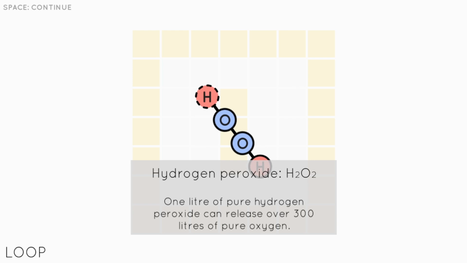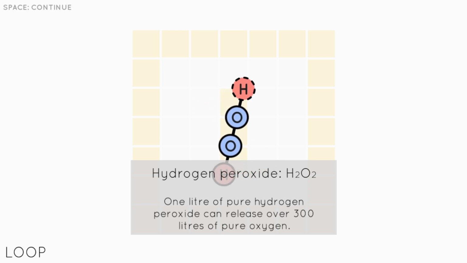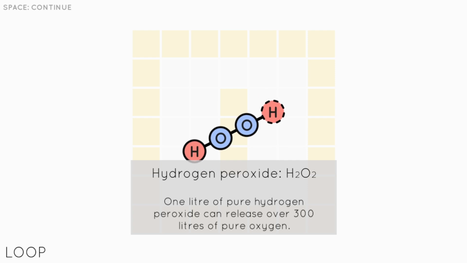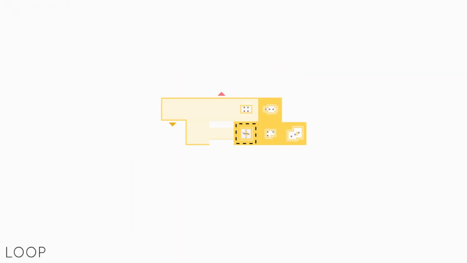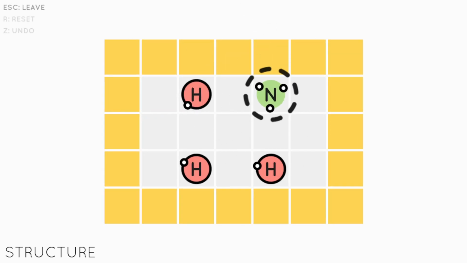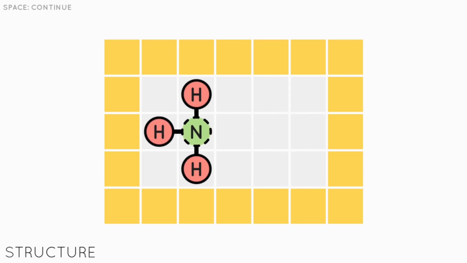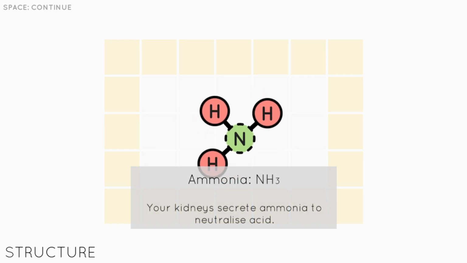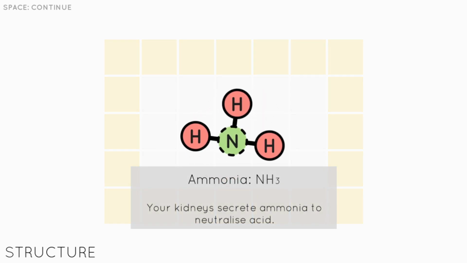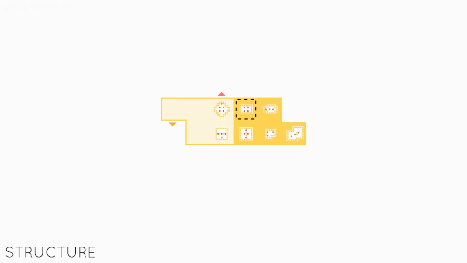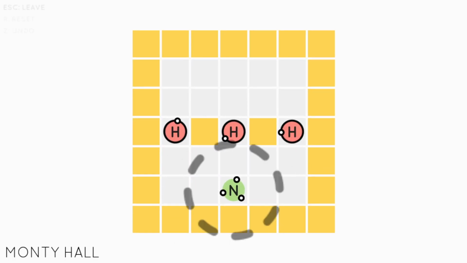1 liter of pure hydrogen peroxide can release over 300 liters of pure oxygen. That is... Yeah, I think that's true. I don't remember the math behind it, but yes, gases are weird. Alright, next, structure. Right, now I'm a nitrogen atom, and nitrogen can form 3 bonds. So probably what I would like to do is perhaps do this first and then form 2 bonds at once. There you go, ammonia. Your kidneys secrete ammonia to neutralize acid, because ammonia is a basic compound which neutralizes acids basically. Alright, chemistry lessons.